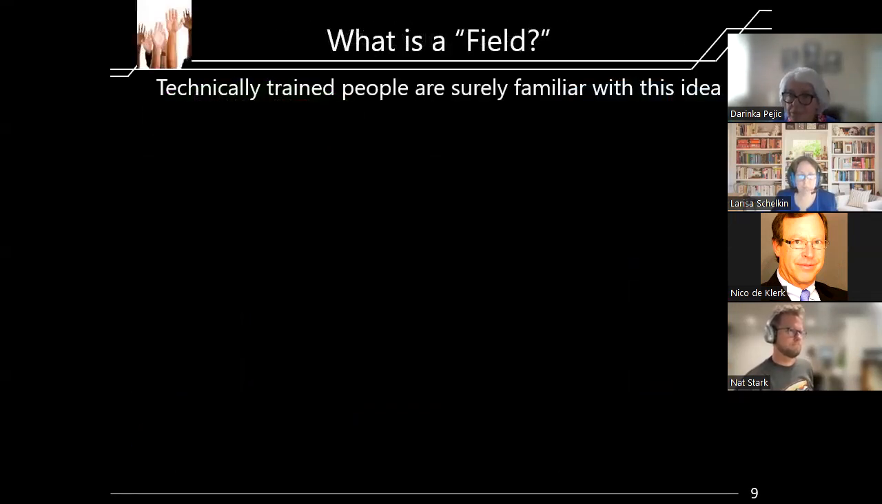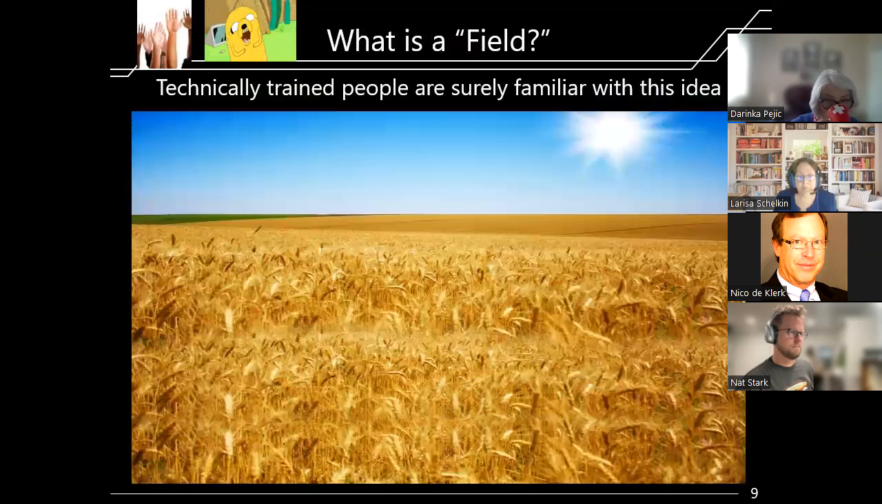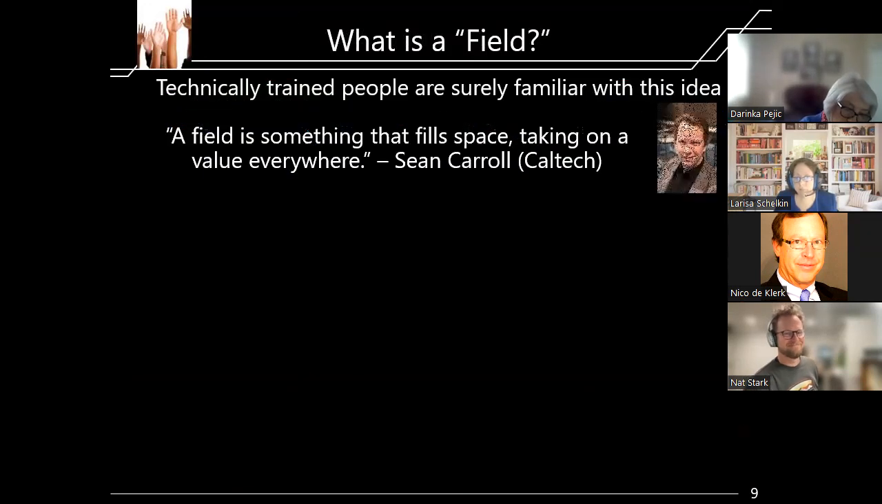So what is a field? I've shown you this slide before. Trained people are familiar with the idea of a field. And that's a field, but that's not what we're talking about. That's not the kind of field. We're talking about the definition. This is Sean Carroll, one of my favorite theoretical physicists. A field is something that fills a space, taking on a value everywhere.